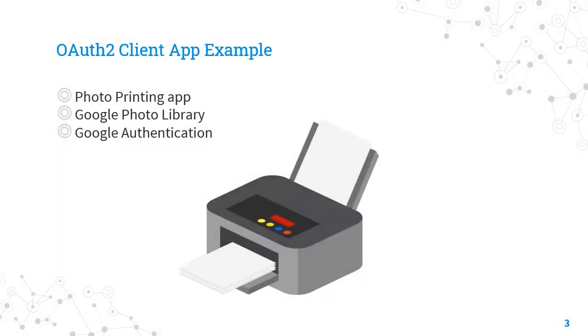So in this video, I prepared a sample OAuth2 client app. This photo printing app is designed to access photos from users' Google Photos library and print them. During this process, the user shouldn't be giving away his username and password to this app. This app only needs limited access to the user's library and should be getting a temporary security token via OAuth2.